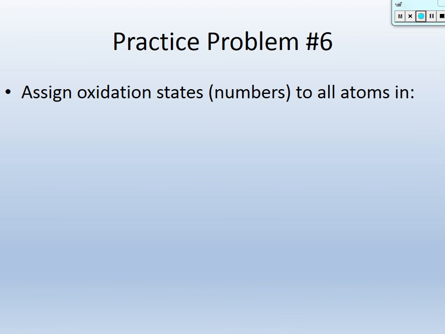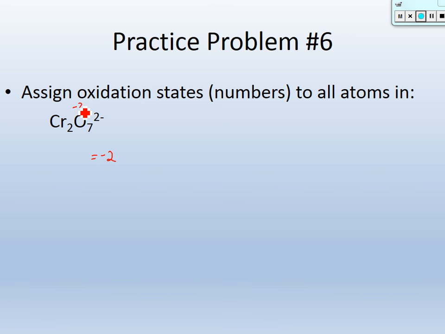Practice problem number 6 says to assign oxidation states or numbers to all of the atoms in this polyatomic ion. Okay, so before I let you try it on your own, it's got to sum to a -2 because it has a -2 charge. Please hit pause. Try to get oxygen's oxidation number and chromium's oxidation number, and then hit play. Okay, let's see if we got it right.